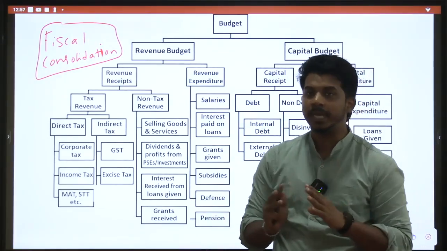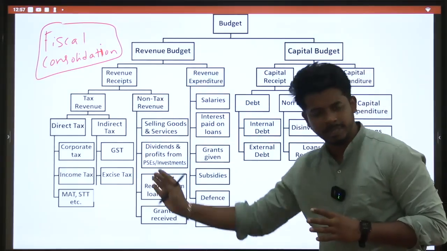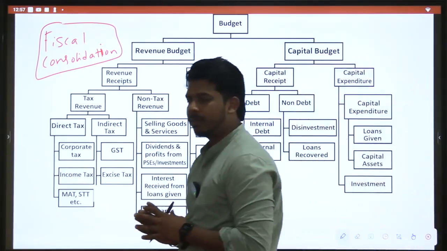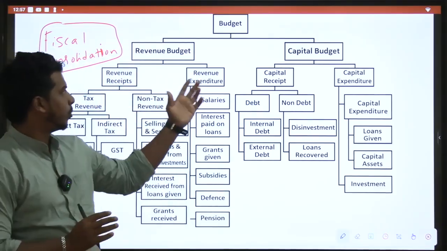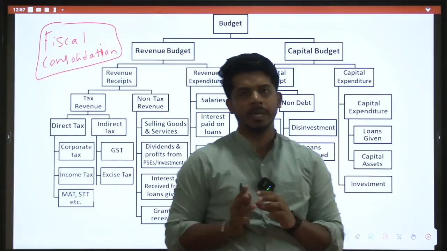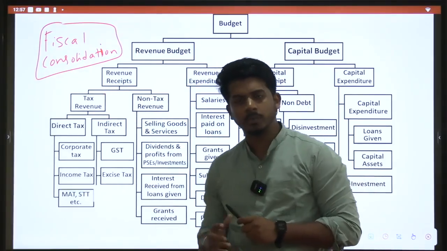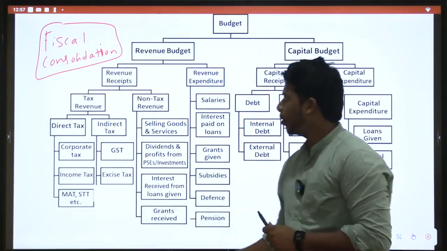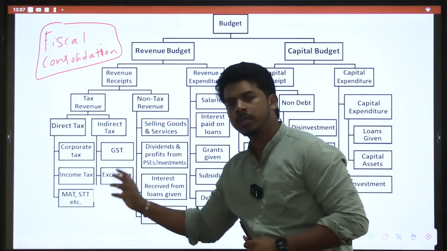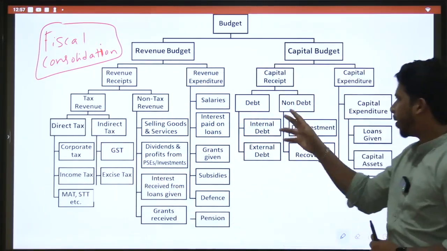To understand that, we need to know the budgeting process, the operation of our fiscal policy, how it is operated. See, this is the budget. We have broadly two components. These are the components of the budget. We have various types of revenues and various types of expenditure. Revenues means receipts.